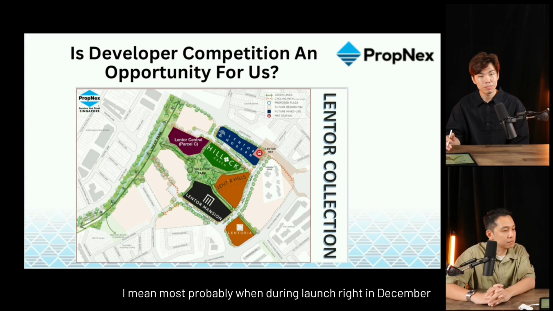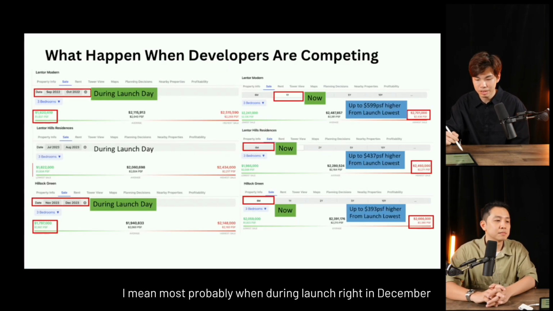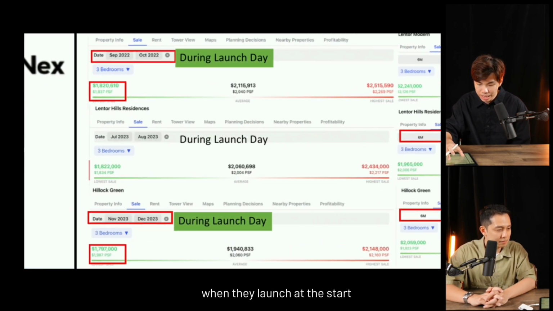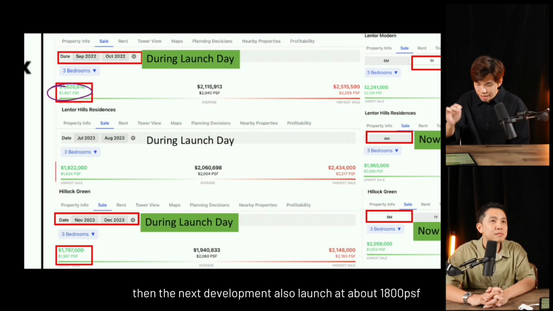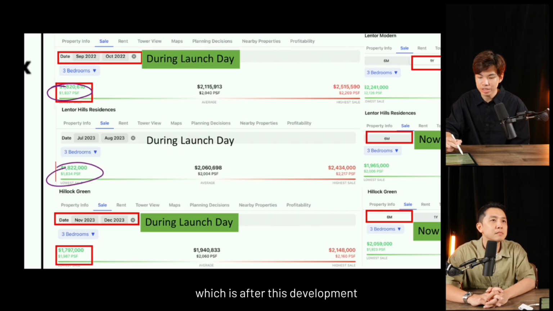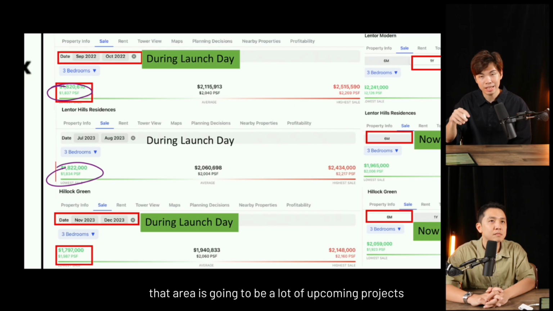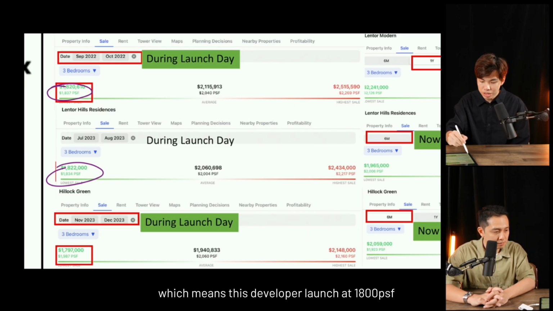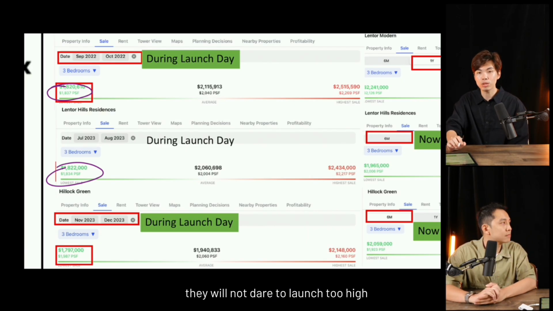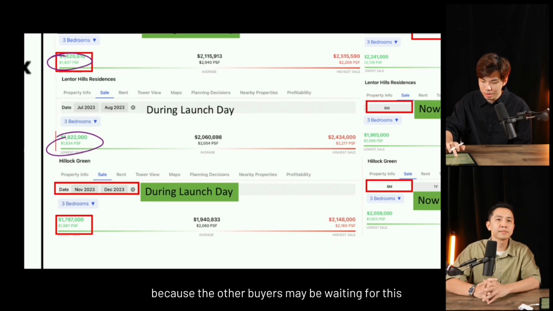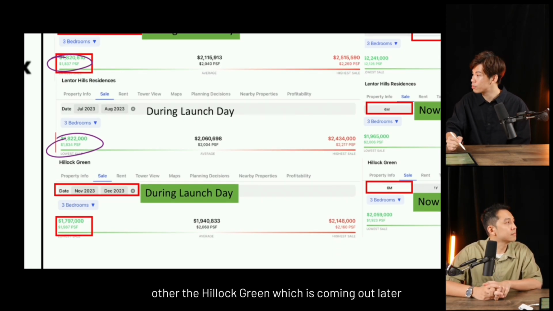I think so. Most probably when Dillon launched in the Lentor area, at the start they launched at about 2008. Then the next development also launched at about 2008, after this development. So why did they launch at around the same price? Because that area is going to have a lot of upcoming projects, so this developer launched at 2008, and was not going to launch too high because other buyers may be waiting for Hillock Green, which is coming out later.